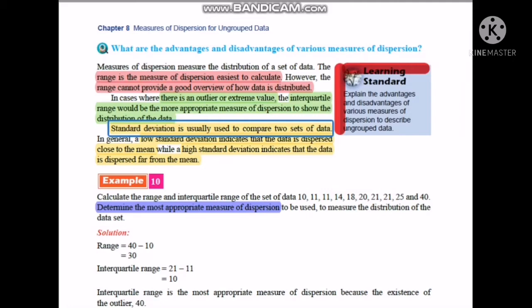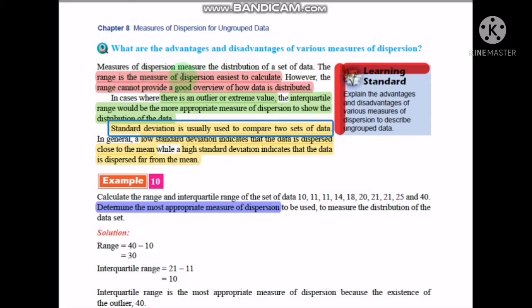Okay class, for this video we are still in chapter 8, which is measures of dispersion for ungrouped data. So let's look at our first learning objective in this video, which is to explain the advantages and disadvantages of various measures of dispersion to describe ungrouped data. Okay, let's look at the color highlight here. Look at the first one.